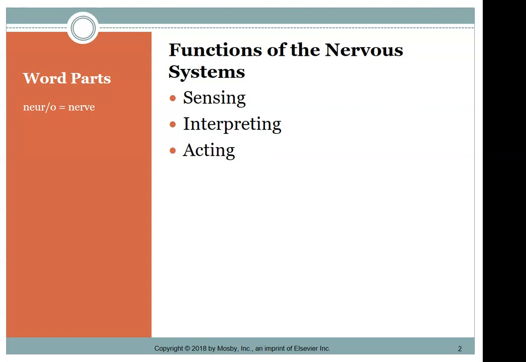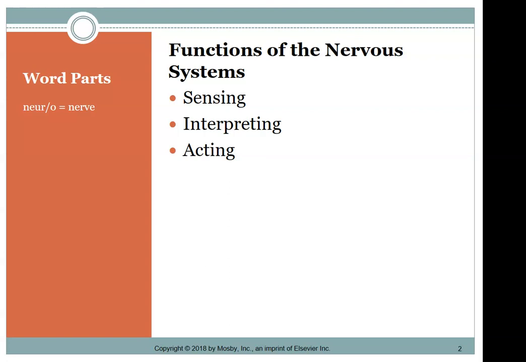There are three main neural functions. One, collecting information about the external and internal environment, which is sensing. Two, processing this information and making decisions about action, which is interpreting. And three, directing the body to put into play the decisions that are made, which is called acting.